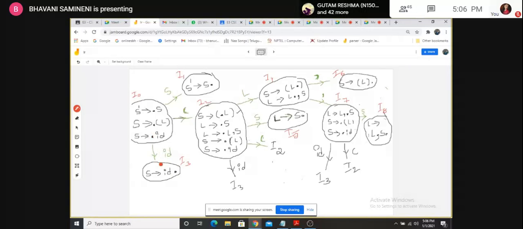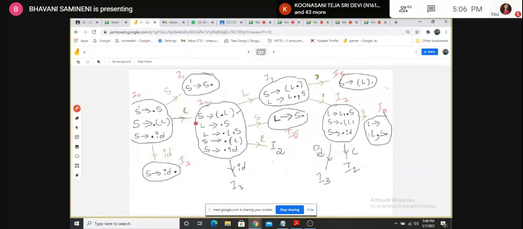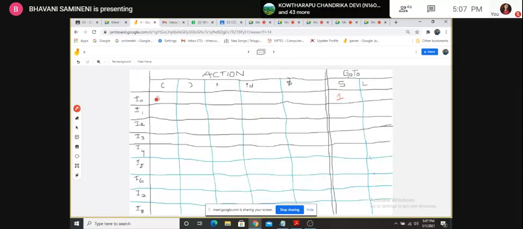So whenever you are making a transition on terminals, all these terminals can be pushed onto the stack. And if you are making a transition on the non-terminals, then the transition has to be moved to the next state. Clear? So now you can see here from the state I naught, I'm making the transition on S. So I have to fill I naught on S. This is the state, I have to fill 1 here, which means I'm going to state I1. Okay. And next one, I naught on open parenthesis. I have to perform the shift action, which means this open parenthesis I have to shift onto the stack. Then I have to move to the state I2. So I'm going to write S2 here.